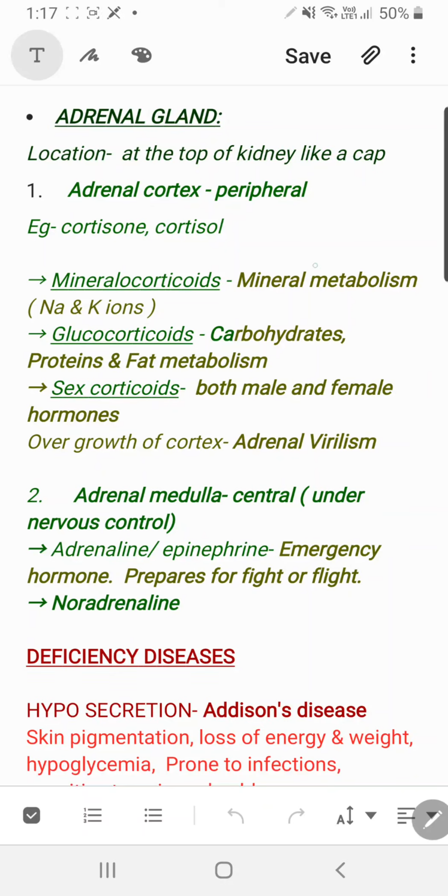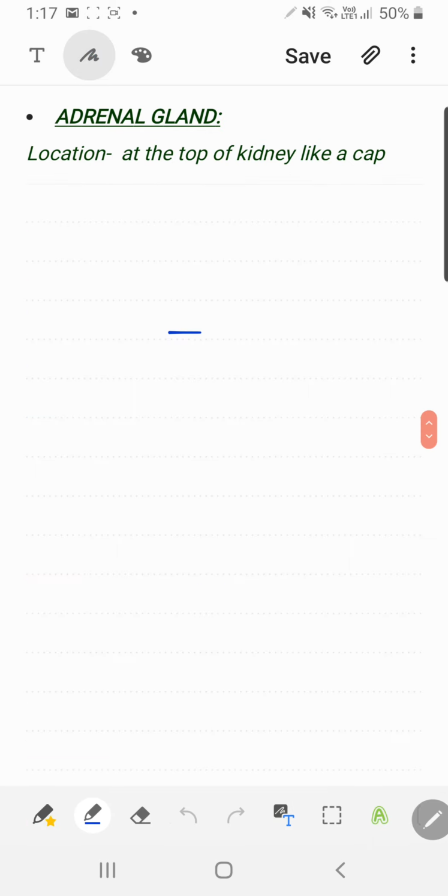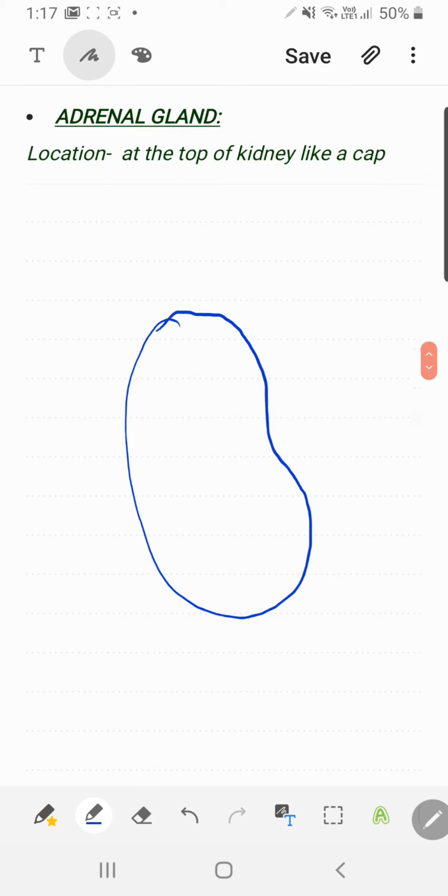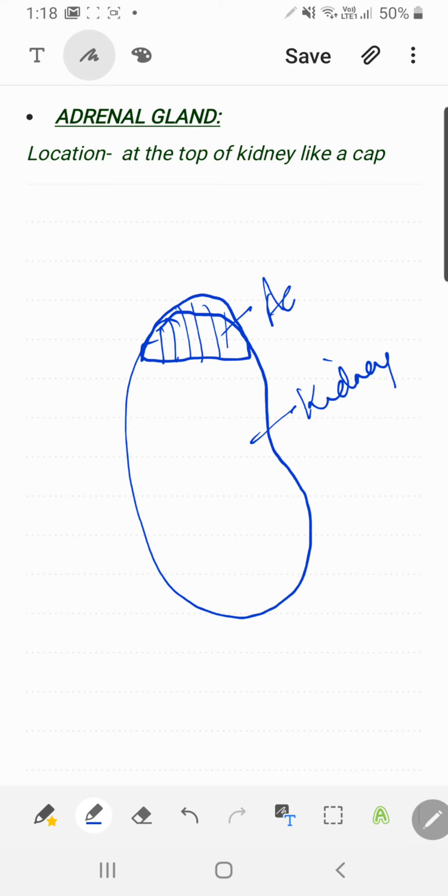So children, this is the adrenal gland. First of all, the location, very important with respect to boards. This is at the top of the kidney like a cap, and since I always ask you to draw it, you draw a kidney this way, right? And then just draw the adrenal gland here, label this as kidney, and this as adrenal.